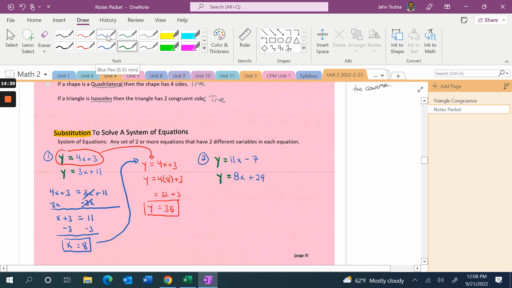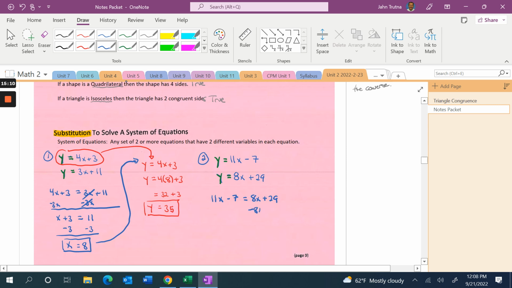So because both the equations are equal to the variable y, that tells me that I could take the 11x minus 7 and I could substitute it in the place of this second y here. So I would get 11x minus 7 is equal to 8x plus 29. Okay, and the reason why I could put that 11x minus 7 in the place of that y is because 11x minus 7 is equal to y. Okay, then I use algebra to solve here.